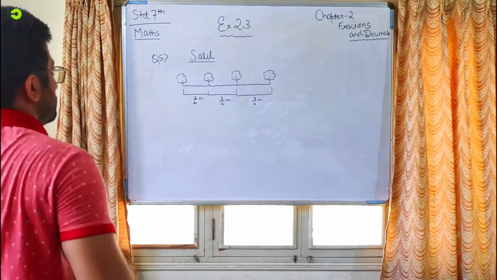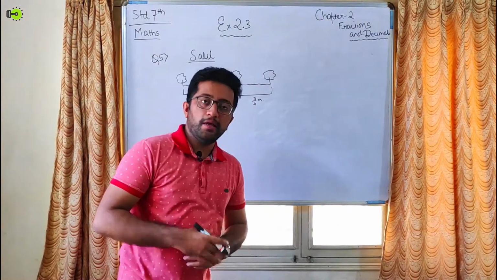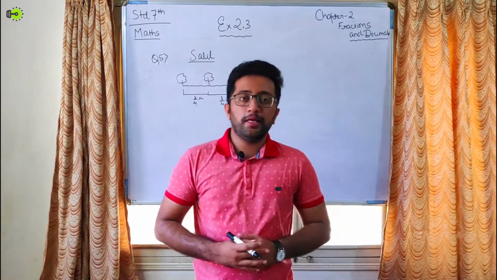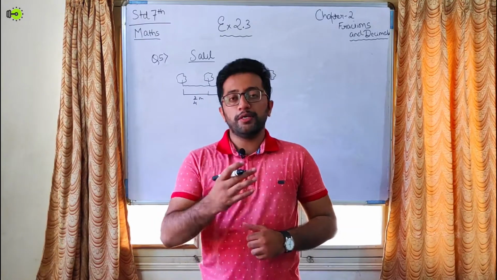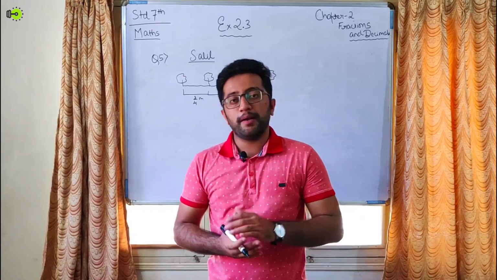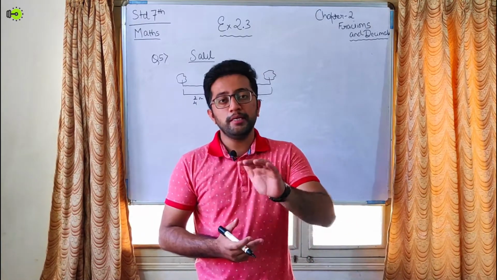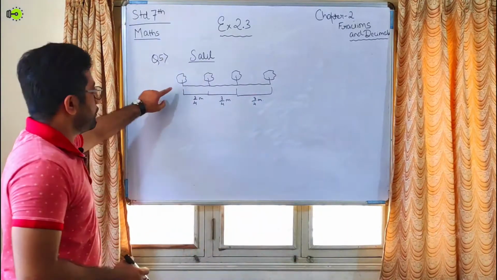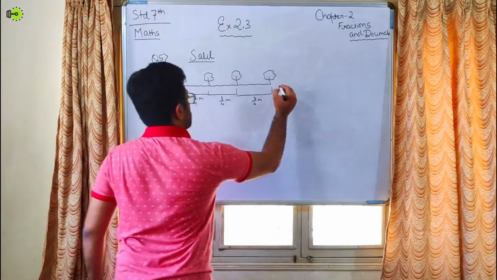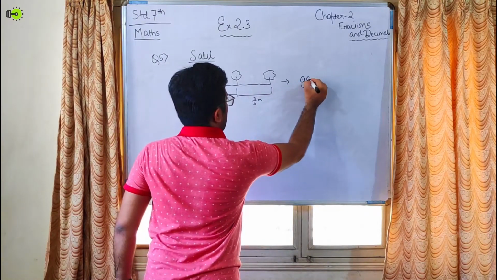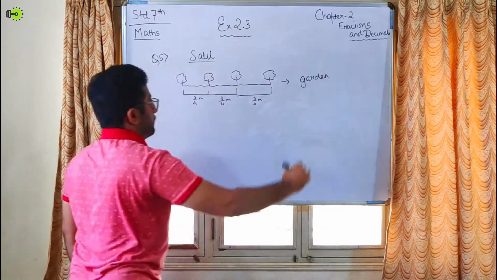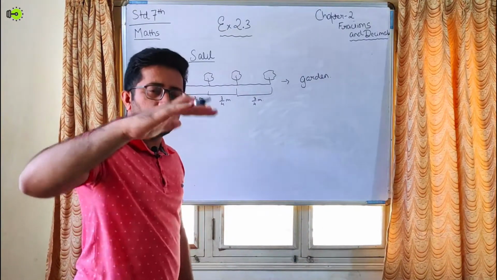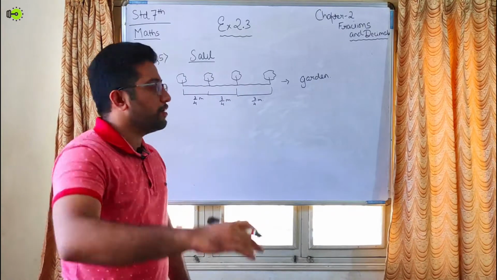Okay, now moving towards the next question, question number 5, exercise 2.3. In the question, if you read it, it is given that there is a boy named Salil, and he has planted 4 saplings in his garden in a row. So the garden here is denoted like this. This is the garden of Salil, and he has planted 4 saplings, that is 4 plants, the small baby plants, in a row.